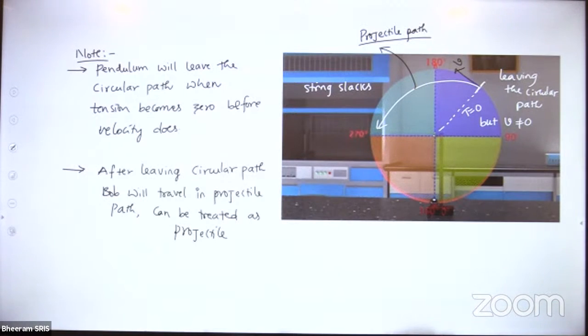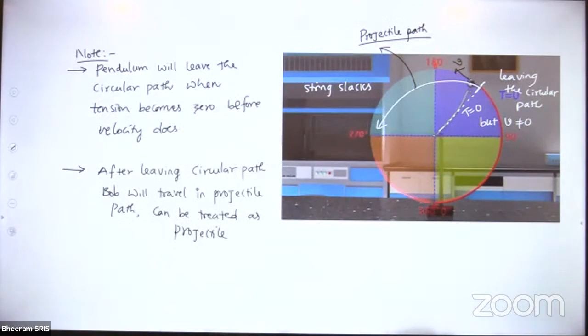Chance to break the string. Yes, there is a chance, Lokesh Reddy, obviously. As you increase the velocity, the chance of breaking the string will be there when you give a velocity more than root 5 gl, I feel. It depends on the string also. Every string can bear some maximum tension. So if you give the velocity in such a way that the tension exceeds that value, then automatically it will break. Okay, good thinking, Lokesh Reddy.